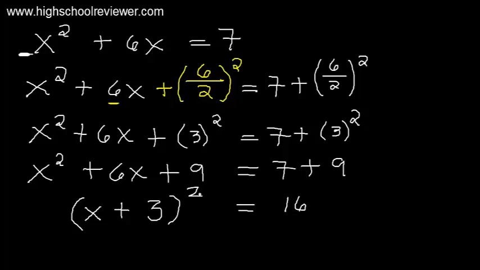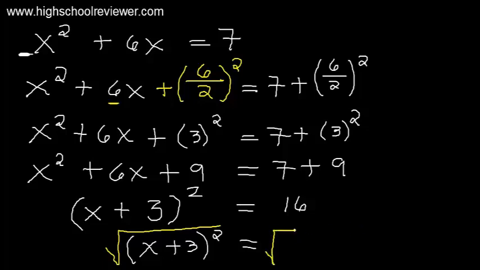Now, to remove this perfect square, we need to get the square root. Okay, we need to get the square root of both sides. So this will be the square root of the quantity of x plus 3 raised to the power of 2, and this will also be the square root. Okay, so we are going to get also the square root.